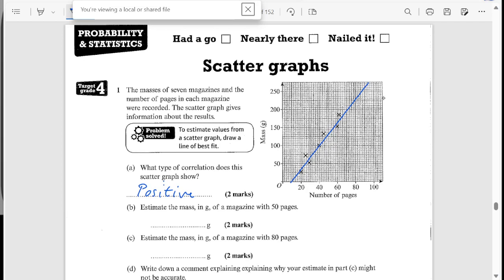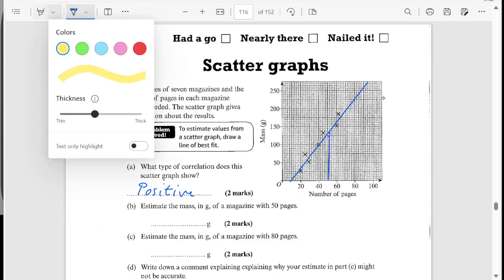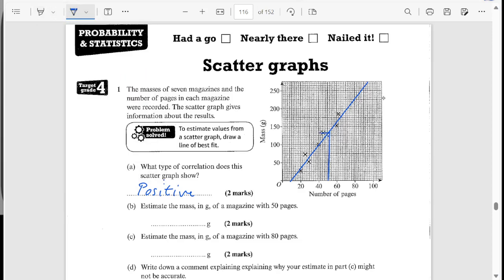Estimate the mass of the magazine with 50 pages. So at 50, I would go up to my line, and then from there I would go across and read off the value. I make that roughly, so we're going up in 2s, I'm thinking 130, just over, but I'm going to go 130. And there'll be a band of error on this depending on your line of best fit.